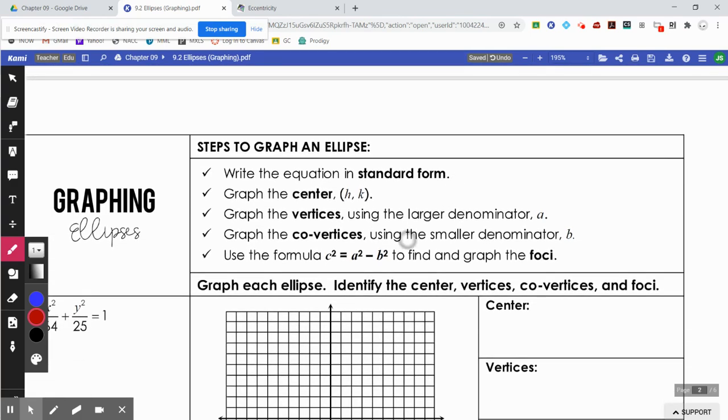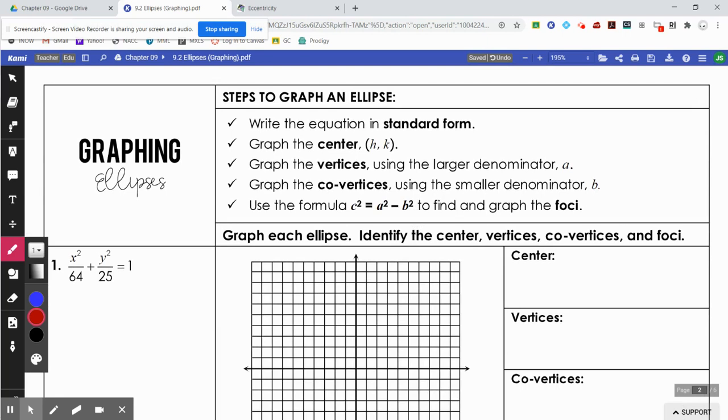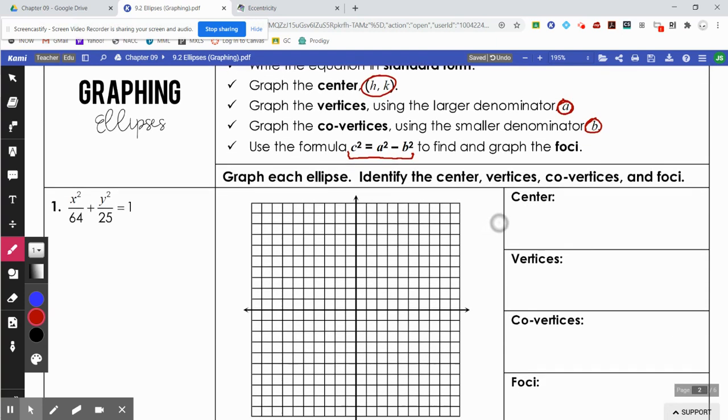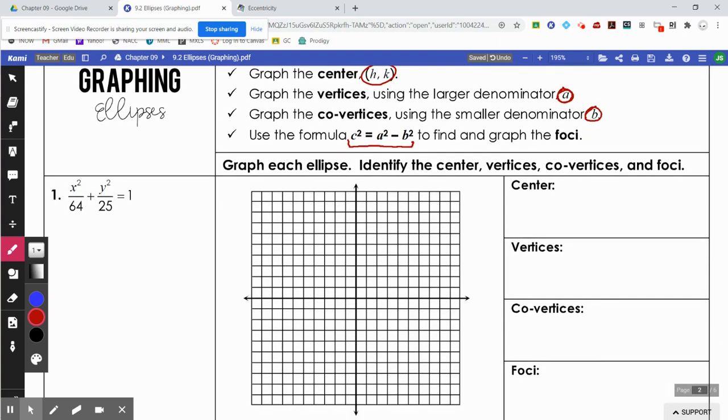So now let's talk about how to graph these. We're going to write it in that standard form, which we just saw. We're going to graph the center, h, k, just like before. Graph the vertices. Remember, the vertices are going to be found with a, the larger number. The co-vertices are going to be found with b, the smaller number. And then we're going to use this formula. This is how we find c. With an ellipse, c squared equals a squared minus b squared. And that's going to be the distance to each focus.